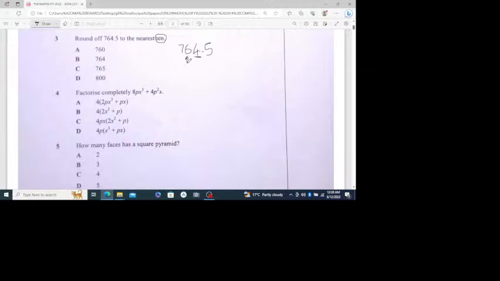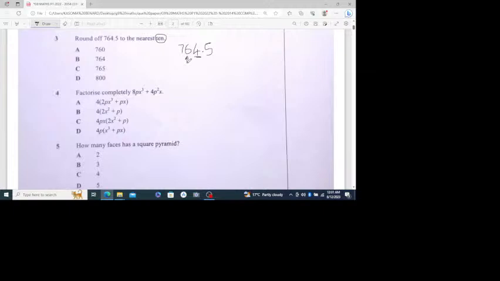Now here are the key things you need to consider. When a number is greater than or equal to 5, you add 1 to the next number. So if the number next to 6 is greater than or equal to 5, we add 1 to 6. If the number next to 6 is less than 5, then we add nothing to 6.